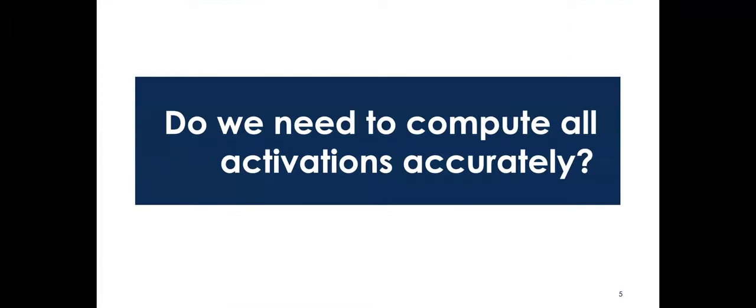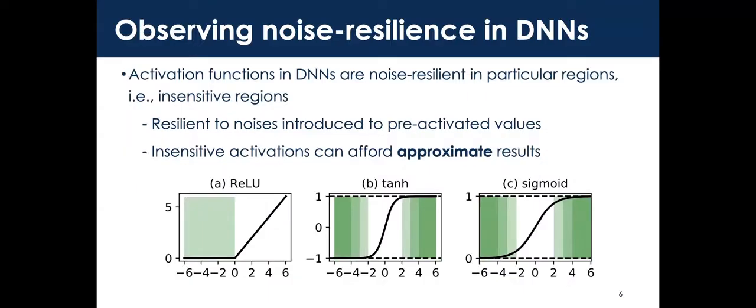Given this point of view, all the expensive computations and data access of DNN processing end up being for computing activations. And here comes the question: do we really need to compute all activations accurately? Our answer in this work is not really. We observe noise resilience in DNNs because of the use of nonlinear activation functions.